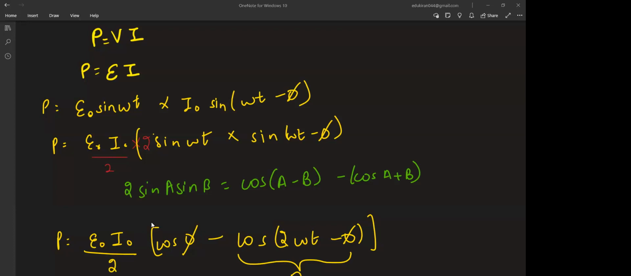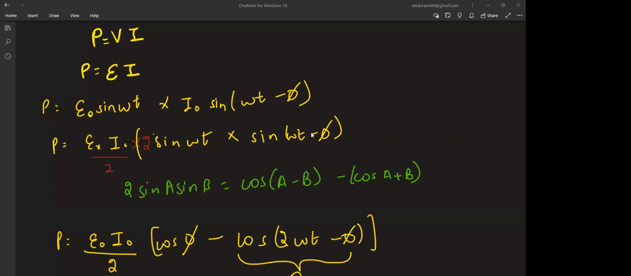See, when we are talking about this identity, 2 sine A multiplied by sine B, what are A and B? They're actually the angles. So how can we write them? Cos of A minus B. What is A minus B?